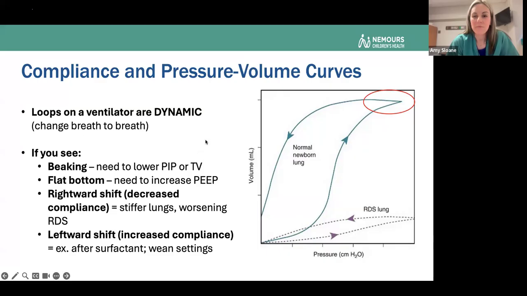You should also be alert for distorted or irregular loops, which can indicate leaks or patient ventilator asynchrony. Left to right shifts in the loop are also important. A rightward shift reflects decreased compliance or stiffer lungs, as we might see with worsening RDS. And then a leftward shift indicates improved compliance, such as after surfactant administration, and can signal that maybe it's time to wean your ventilator. So these loops can really help guide real-time ventilator adjustments, even without a readily available blood gas.